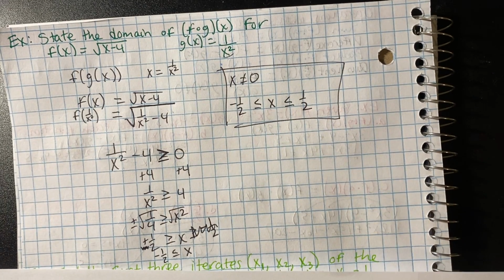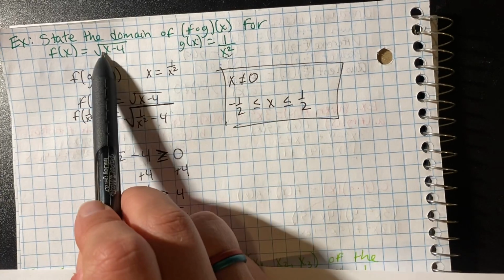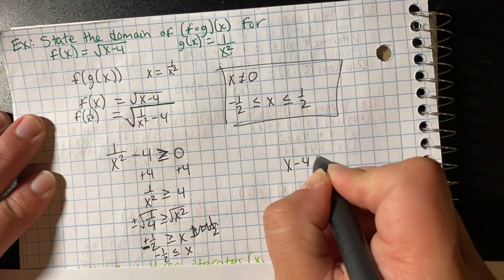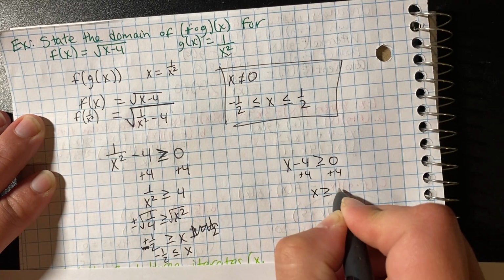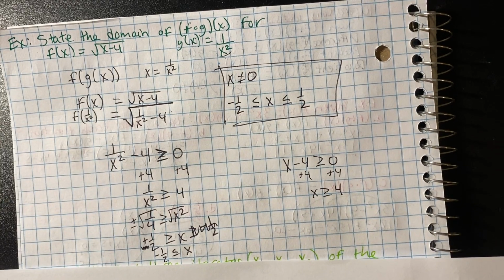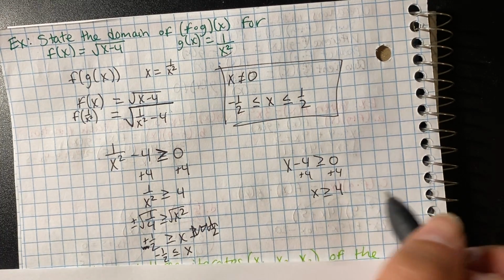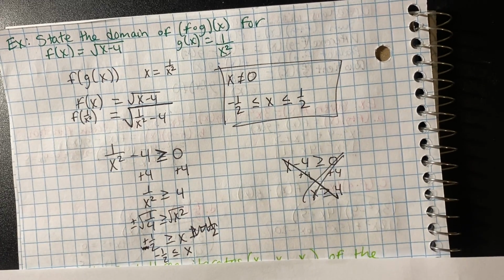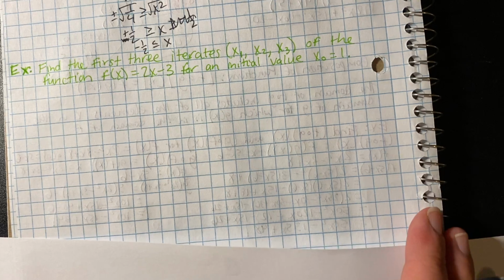So that's my domain. How would I find it? I needed to make sure that these were going to be real. I could have checked this one as well. Let me just throw it down here. We know that x minus 4 is going to have to be greater than or equal to 0. So in the end, this one isn't going to matter, because this is what's going to matter. All right. Last thing. For real.